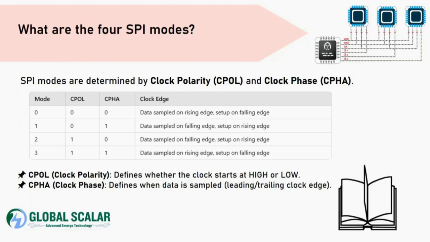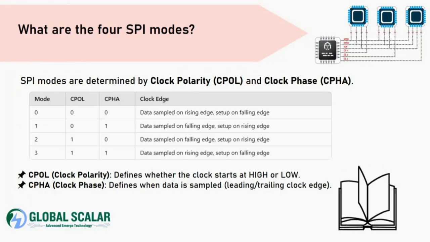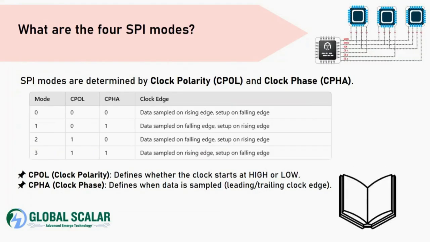Here, phase specifically concerns when the data is sampled, and polarity concerns how the clock switches, from high to low or low to high.